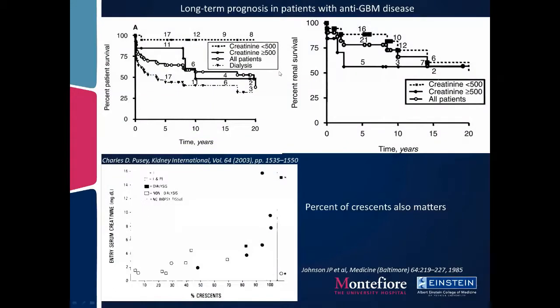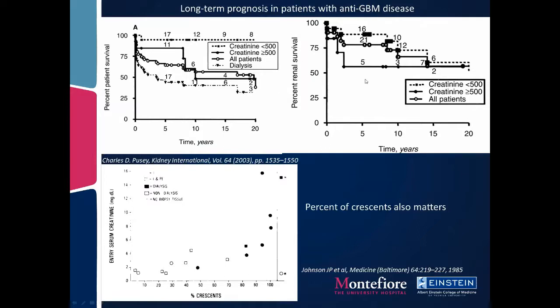What is the long-term prognosis in patients with anti-GBM? It's not very good, especially if they have severe AKI at the time of biopsy or if they're dialysis dependent. Looking at patient survival, if they had severe AKI or dialysis, over a period of 15 to 20 years, only 40 to 50% of the patients ended up surviving the episode.